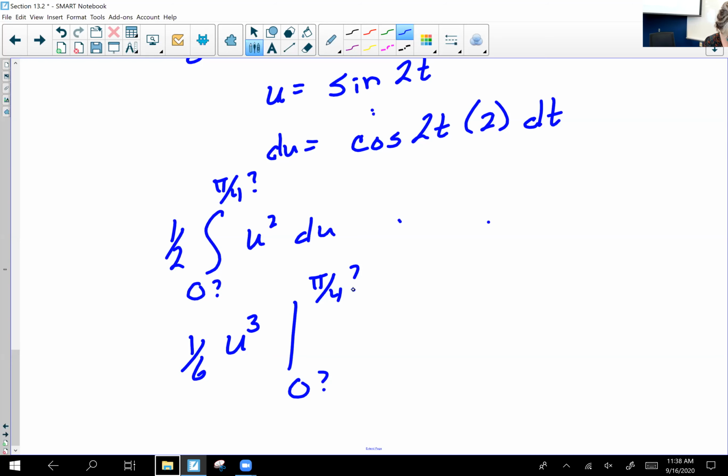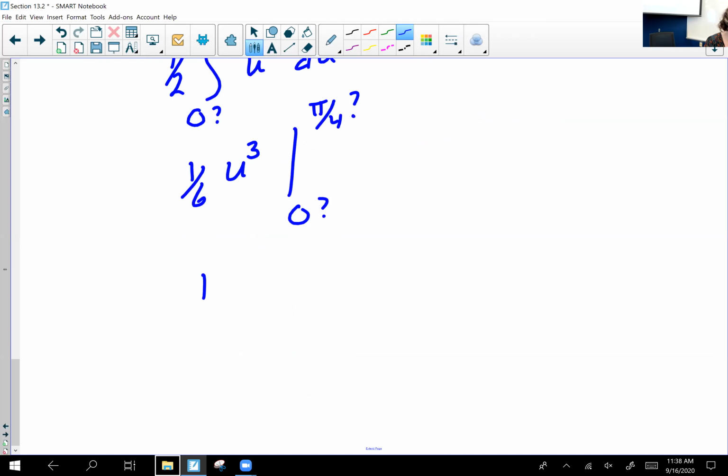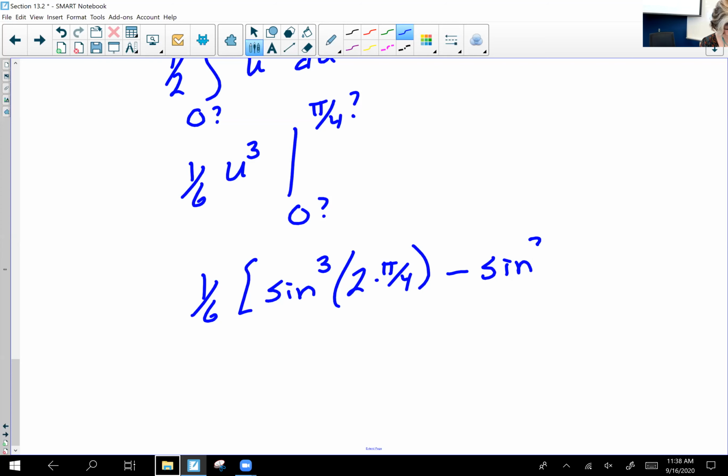And so this then becomes 1/6 of a sine cubed of 2 pi over 4. There's a multiplication there, minus sine cubed of 0. So let's see, sine at pi over 2, that's going to be 1, and sine of 0 is going to be 0. So this is then going to end up being 1/6.